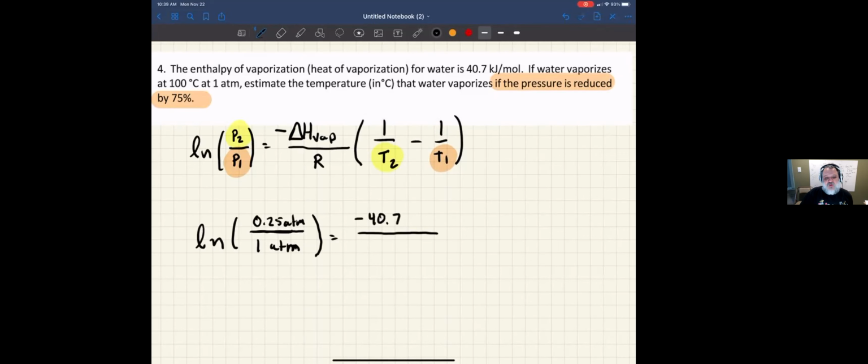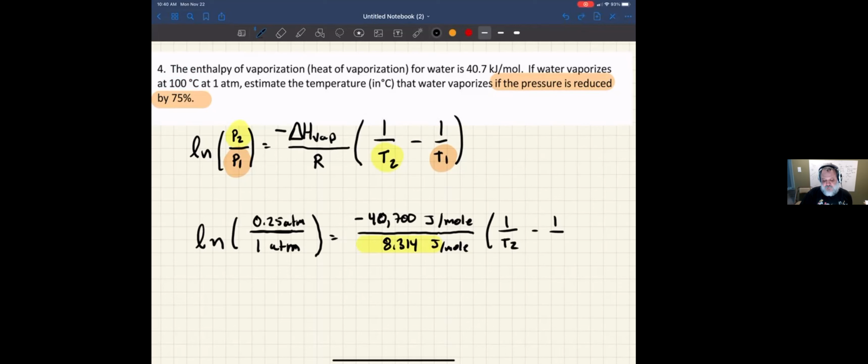The delta H of vaporization is 40.7 kilojoules per mole. But take a look at R. R is going to be 8.314 joules per mole Kelvin. So we need to make sure the energy units match. So instead of kilojoules, we need to go to joules. So 40,700 joules per mole. Now, 8.314 joules per mole Kelvin. I'll go ahead and change that later. 1 over T2 minus 1 over T1.